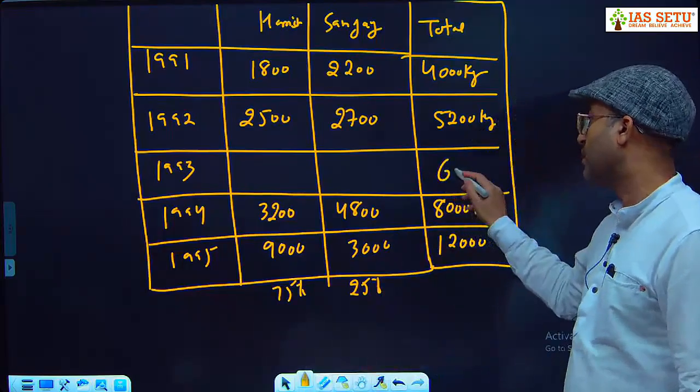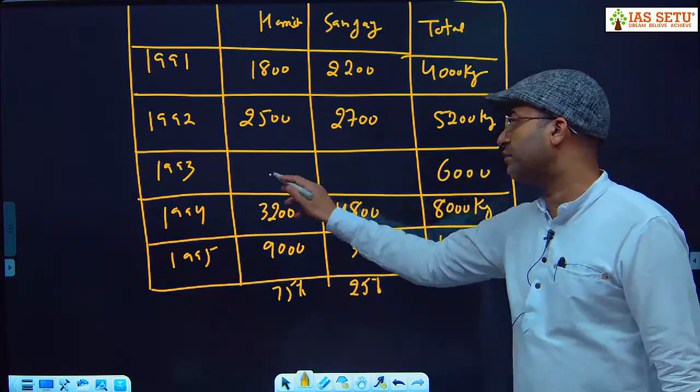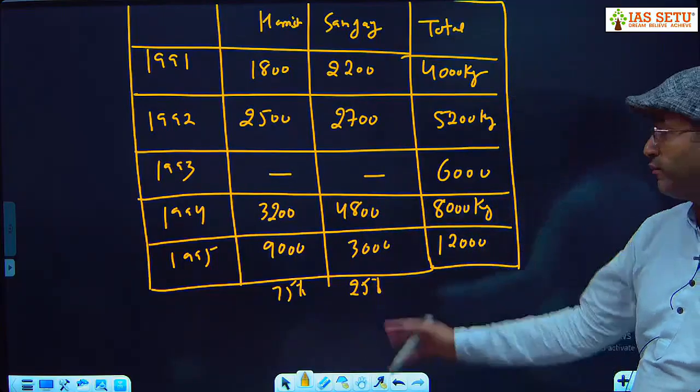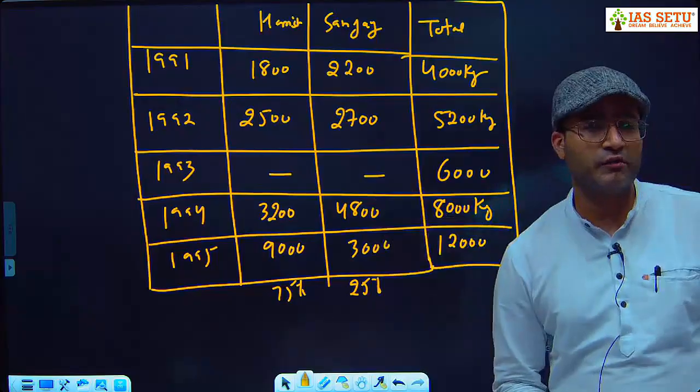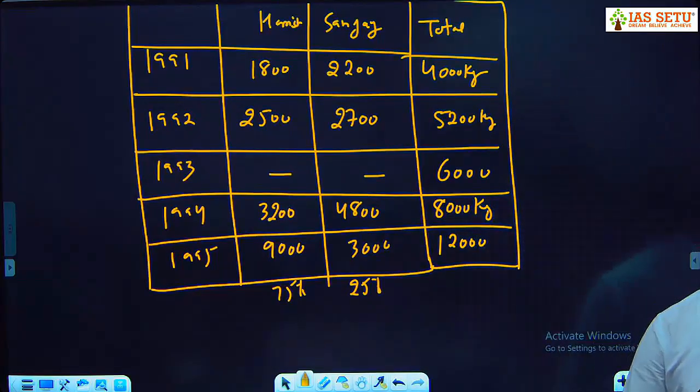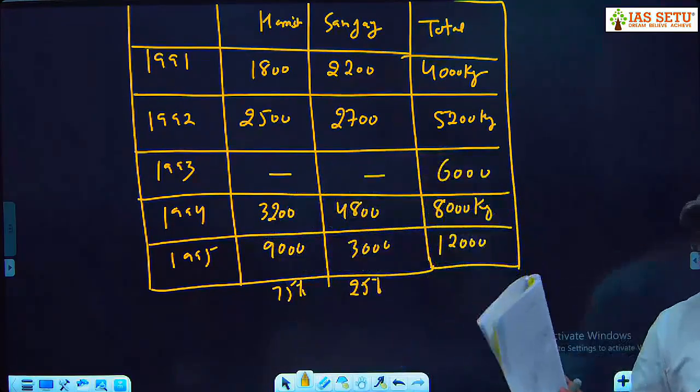6,000. And what is the share of Harish here? What is the share of Sanjay here? We can't find. There is no information about share of Harish in 1993, share of Sanjay in 1993. 1993 में हरीश और संजय को क्या मिला कहीं नहीं लिखा है. And if there is a question about these two values, answer will be data inadequate, cannot be determined, but there is no question. इन दो वैल्यू पे कोई क्वेश्चन है नहीं.